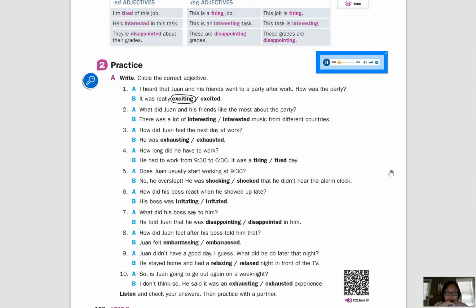Page 100, Exercise 2A. 1. I heard that Juan and his friends went to a party after work. How was the party? It was really exciting. 2. What did Juan and his friends like the most about the party? There was a lot of interesting music from different countries. So it's talking about music, so we have to use ing.